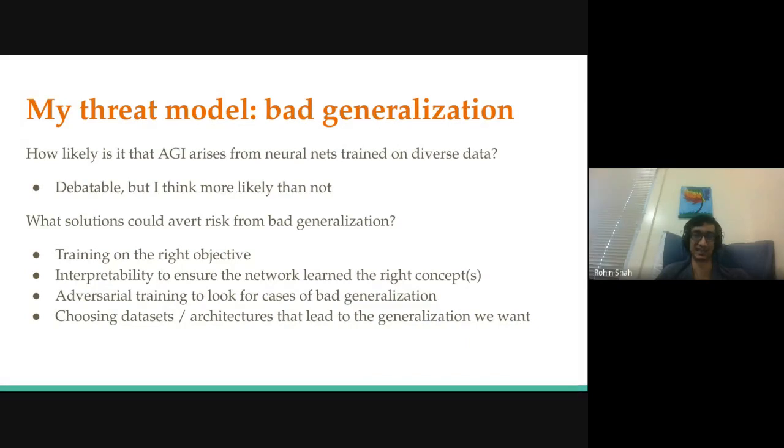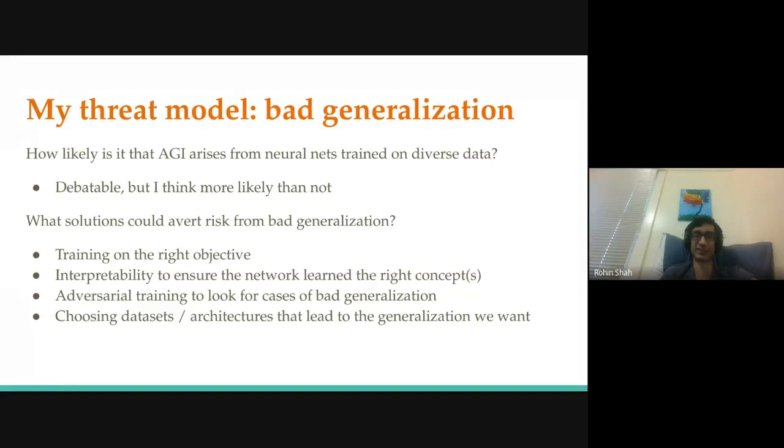And then what solutions should we be working on under the risk model that I outlined, where it's bad generalization? Well, first off, we should be training on the right objective. If we're not training on the right objective, there's really just no hope of our agents generalizing in the way that we want. So the part about learning the right goal that we talked about before, that's still a thing we should definitely do in this situation. But that's not the only thing.